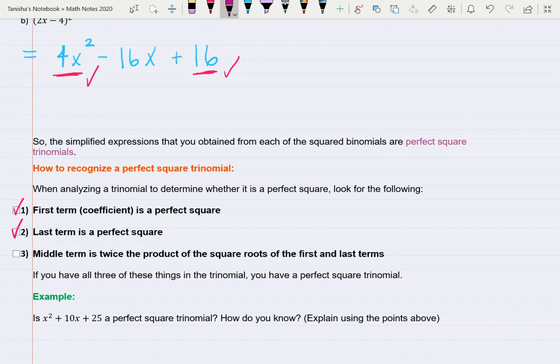And then our middle term is the product of the square roots of your first and last terms. The square root of 4x squared is equal to 2x. The square root of 16 is equal to 4. The middle term has to be the product of the square roots of your first and last terms, so 2x times 4, all times 2, because it's twice that product. So 2x times 4 is 8x, times 2 is 16x. Yep, that works.